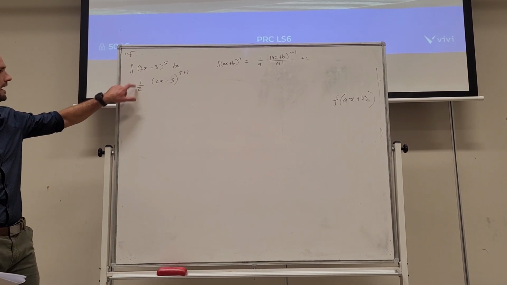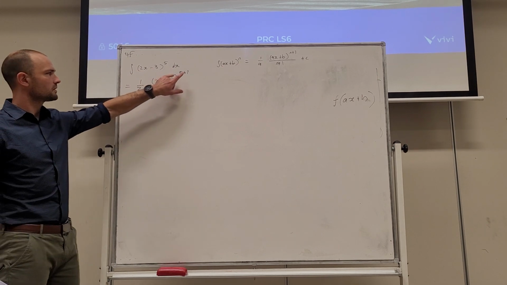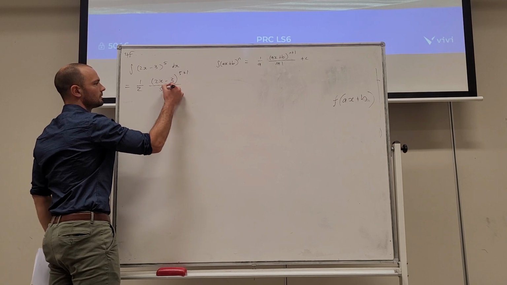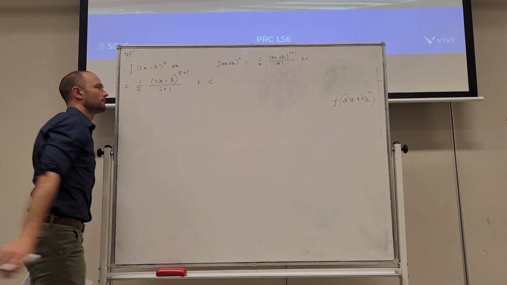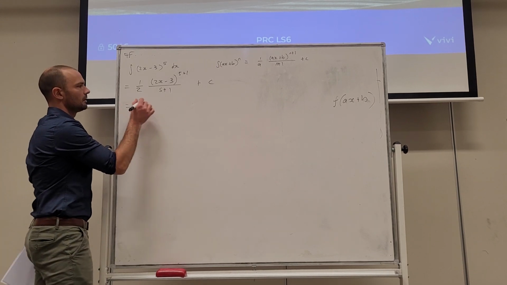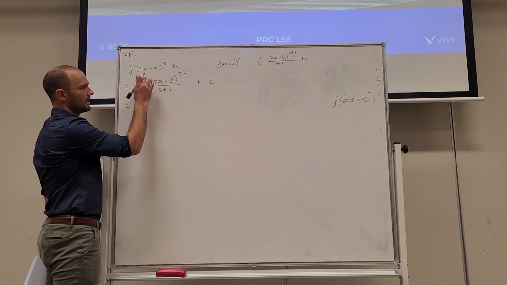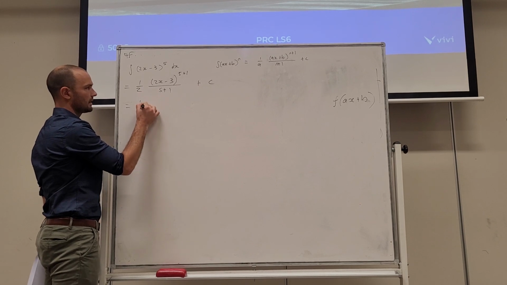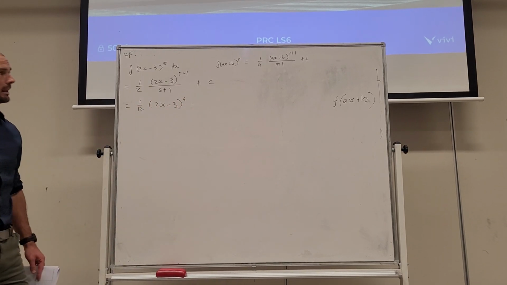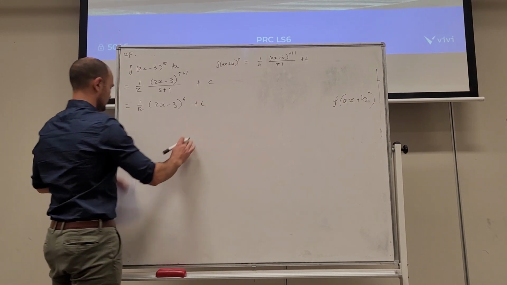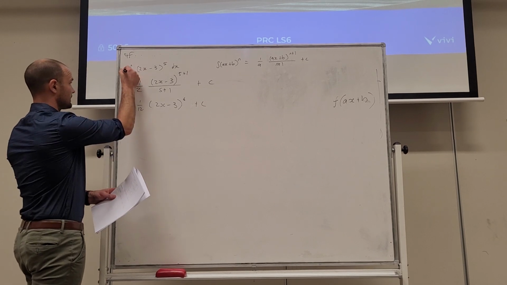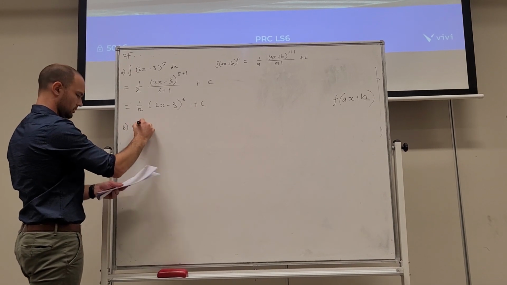Alright, so 1 on a, and then we just have the function to the power of n plus 1, 5 plus 1, on top of 5 plus 1, plus c. That is it, okay? Can simplify a bit. At the bottom we're going to have there 6, and 2 times 6 is 12, so you can think about it as 1 on 12, 2x take 3 to the power of 6, plus c. That's a.